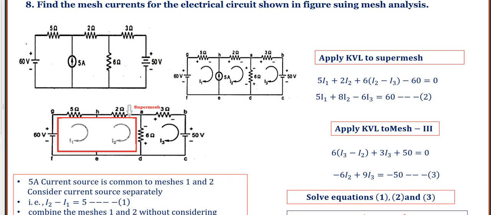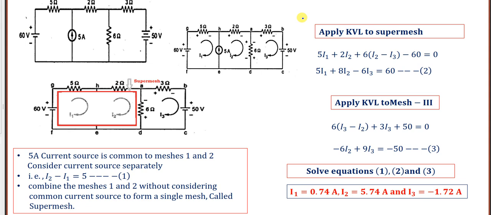In this problem, we are going to learn about what is super mesh. Find mesh currents using mesh analysis method. So how many meshes are there? There are three meshes: mesh 1, mesh 2, mesh 3.